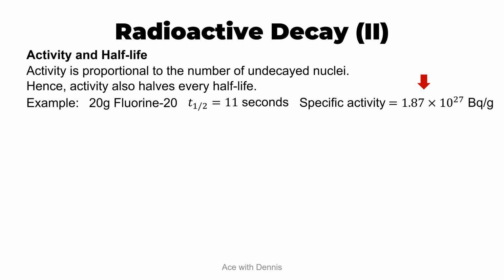So from this information, we can calculate the activity for fluorine-20. It will be the specific activity multiplied by the initial mass. So for this case, 1.87 times 10 to the power 27 times 20. We'll get the activity is 3.74 times 10 to the power of 28 Bq.